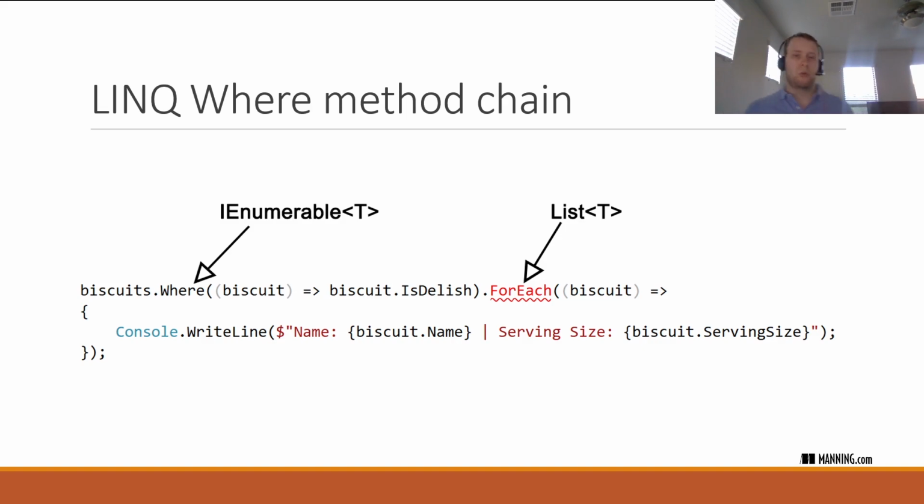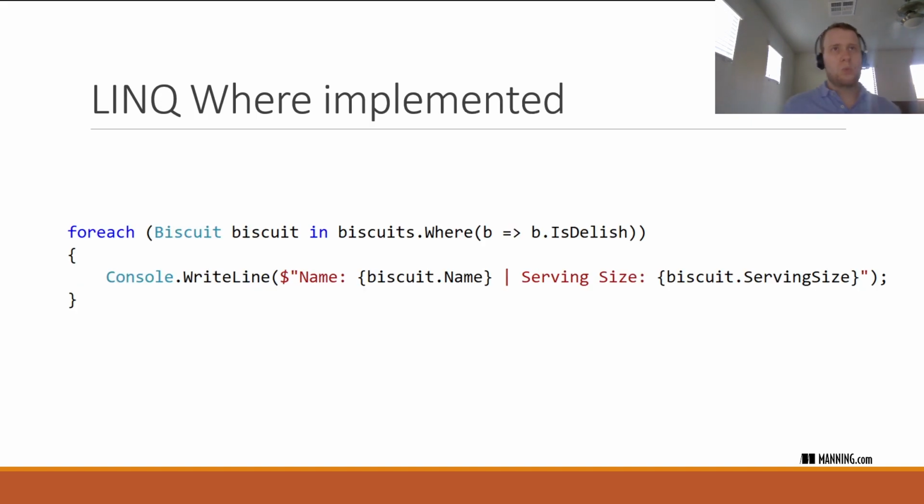So until we find a solution for that, the best we can do is take that resulting IEnumerable type from the where method and just do a regular for each loop over it. Which is what you see on this slide. We just do a regular for each over the resulting IEnumerable collection coming out of the LINQ Where method. And this collection only contains the delicious biscuits. So we're good to print out the names and serving sizes for all elements.